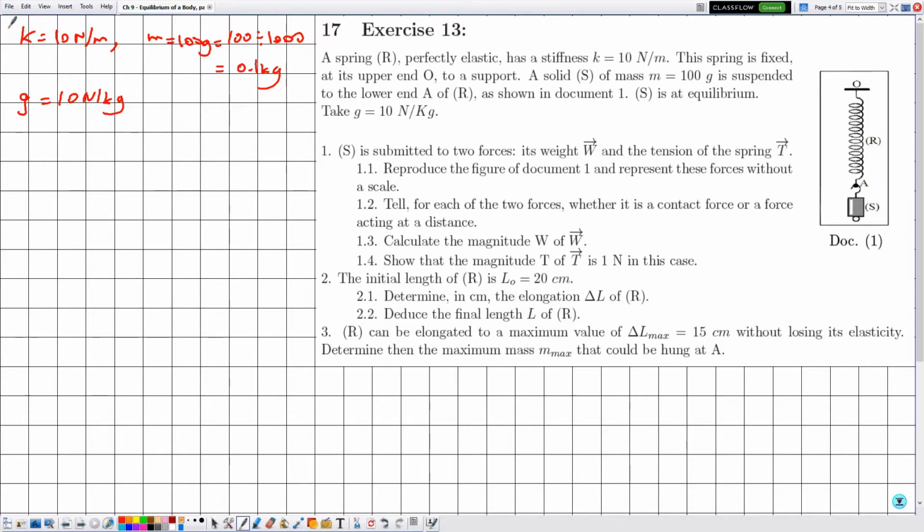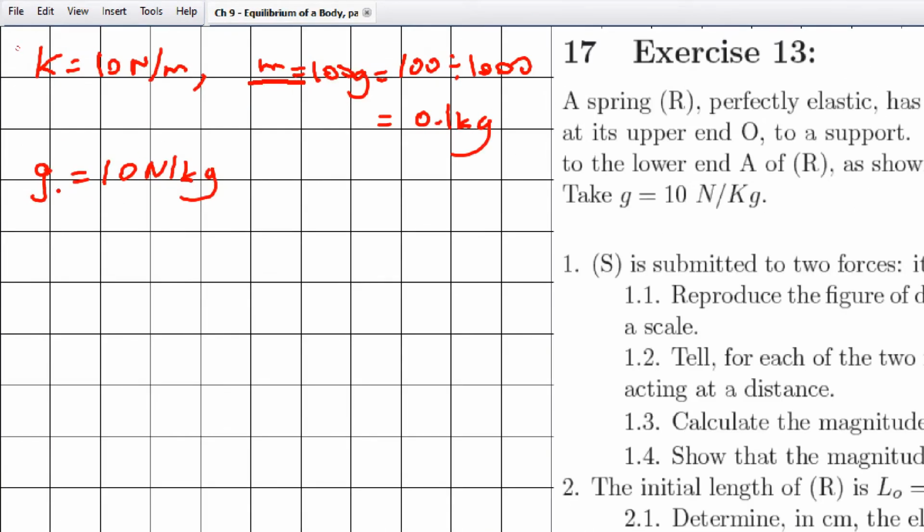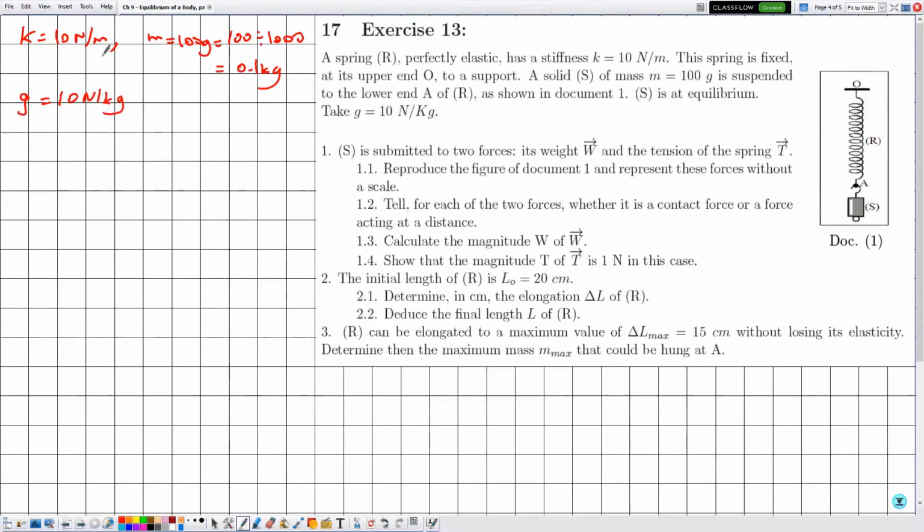Now, taking a look at the values, knowing m and g, we can determine the weight. Knowing the weight, we can deduce T from the equilibrium condition. Knowing K, using Hooke's law, we can determine the elongation. Number 1, S is submitted to two forces, its weight W and the tension T of the spring. 1.1, reproduce the figure of document 1 and represent these forces without a scale.